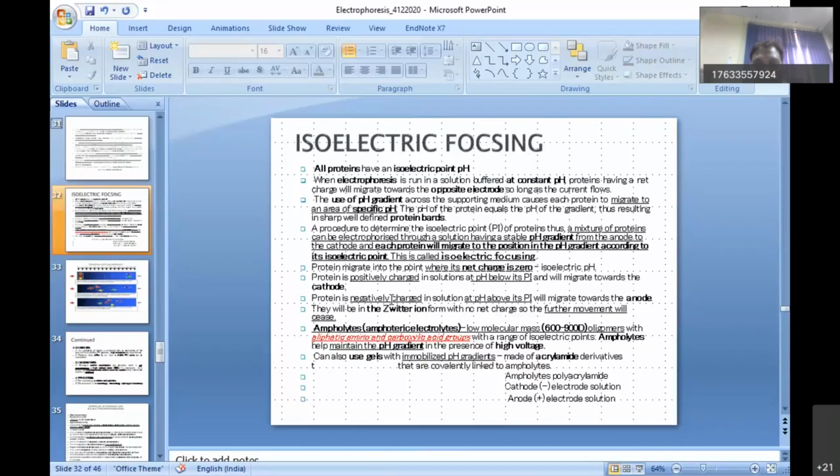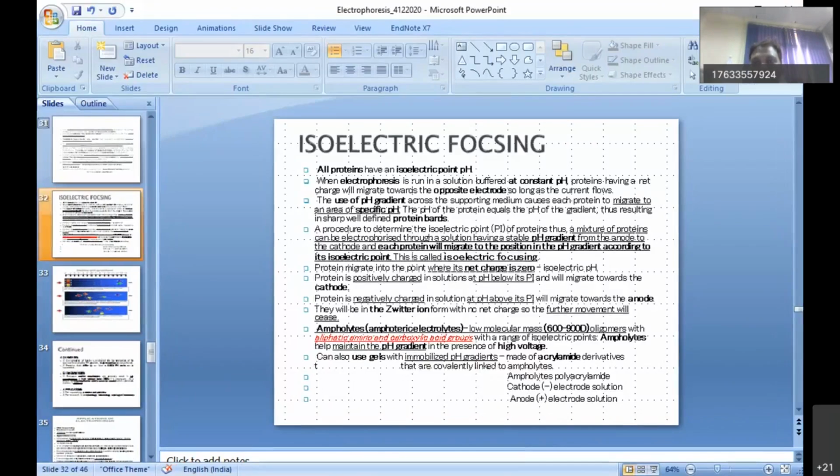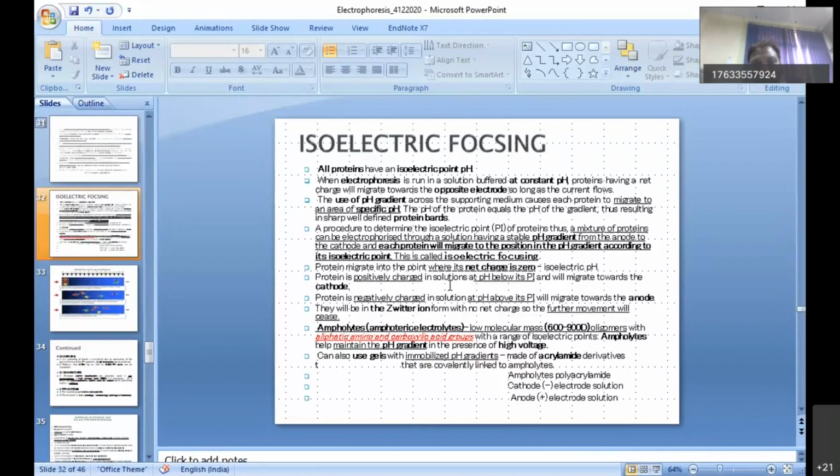As we know, when the protein moves and reaches the isoelectric point, the net charge becomes zero, so the movement gets stopped. Basically here the protein migrates to the point where the net charge is zero, and that is the isoelectric pH. So on the basis of the pH, you can separate the protein. This principle is used in 2D electrophoresis, where the separation is on the basis of pH, and again the separation on the basis of mass.